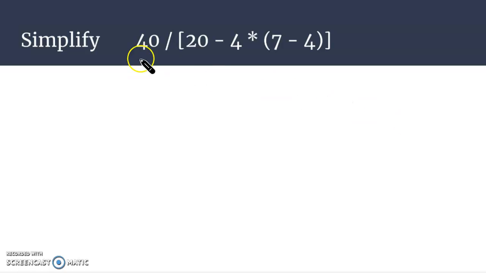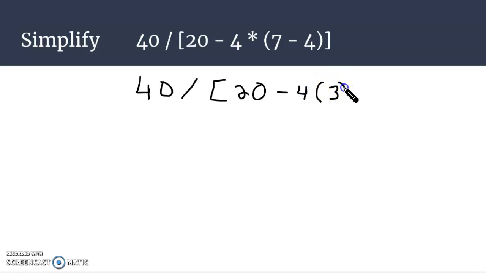Now we have 40 divided by all of this in brackets: 20 minus 4 times (7 minus 4), close the parentheses, and close the brackets. When you have grouping symbols within grouping symbols, work from the inside out. 7 minus 4 we'll take care of first. So that leaves us with 20 minus 4 times 3. And then we're going to take care of the 4 times 3 to get 12.